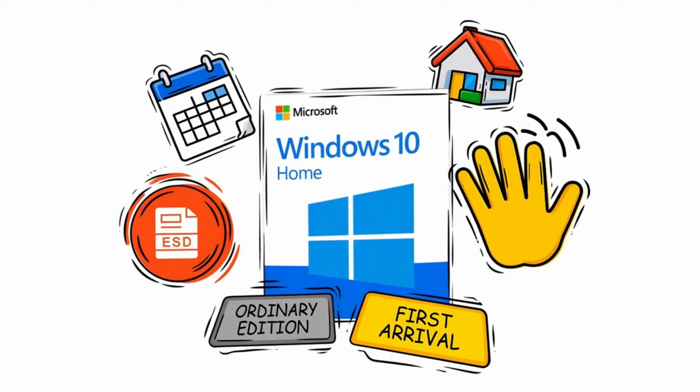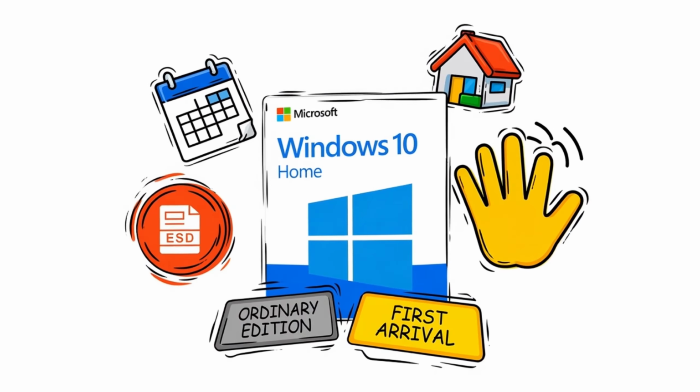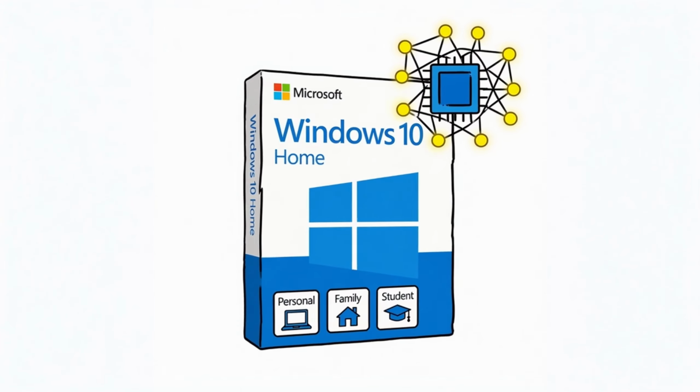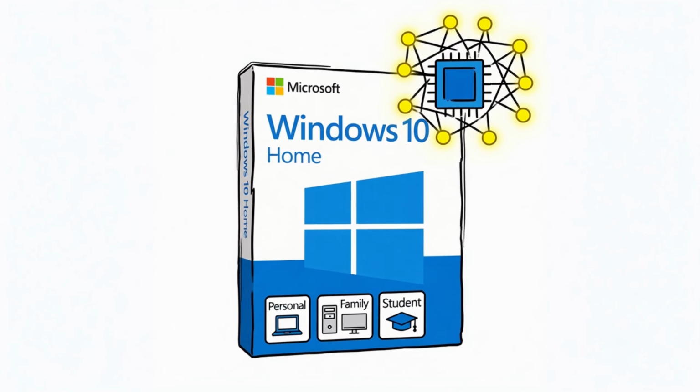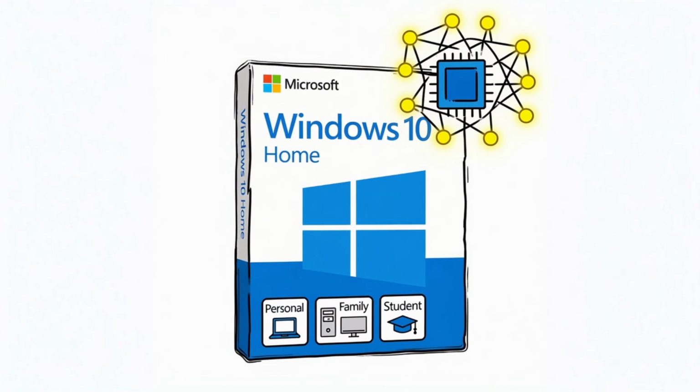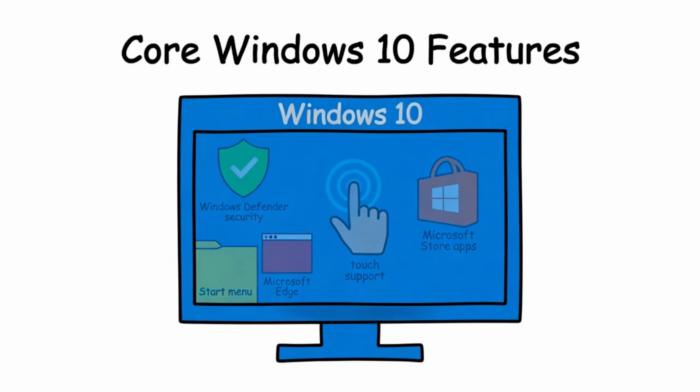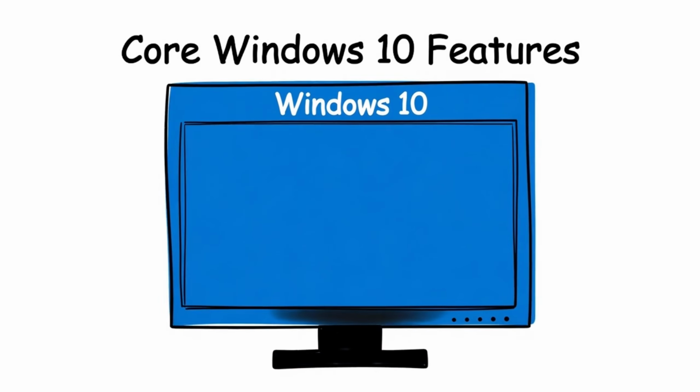Windows 10 Home. Windows 10 Home is the edition most ordinary people met first when Windows 10 arrived. It was made for personal laptops, family desktops, students, and everyday users who mainly needed a simple, familiar computer experience. It includes the core Windows 10 features: the Start menu, Microsoft Edge, Windows Defender security, touch support, Microsoft Store apps, basic device encryption on supported hardware, and the normal tools for browsing, studying, watching videos, and doing office work.